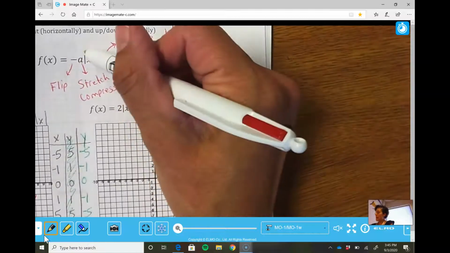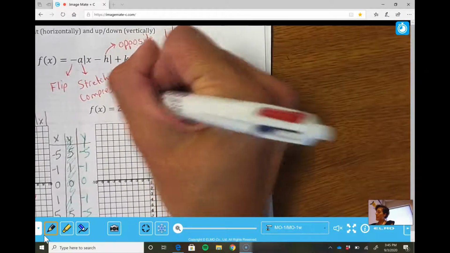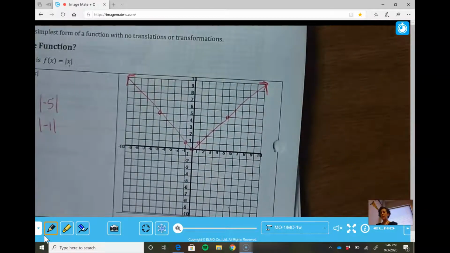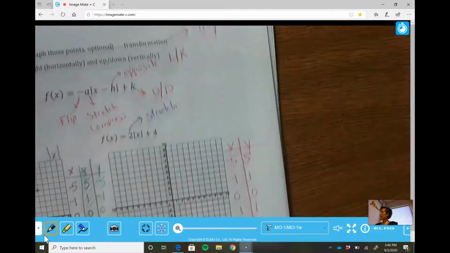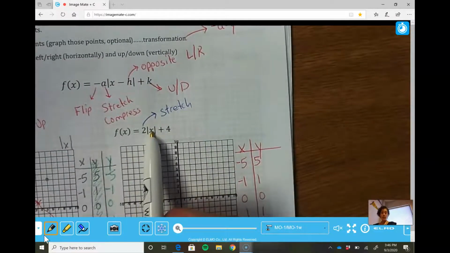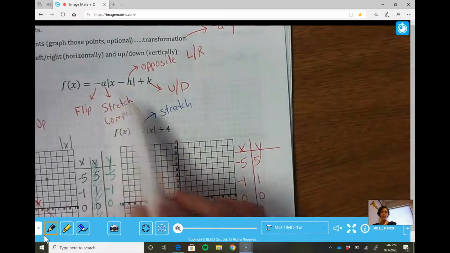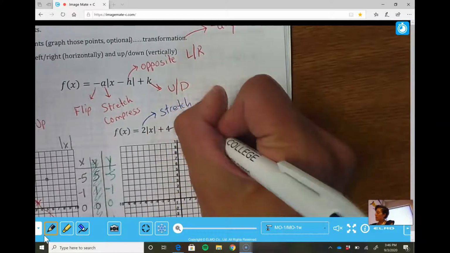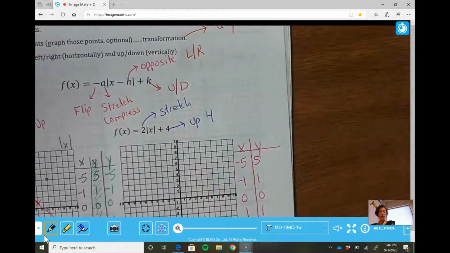So remember, A is that number multiplied right in front. That is a stretch. So what will actually happen is when this V stretches, it's actually going to look a little skinnier. I don't have anything in the house, so it will not move left or right, but I do have a number on the outside, and since it's positive, I will be moving this up 4.